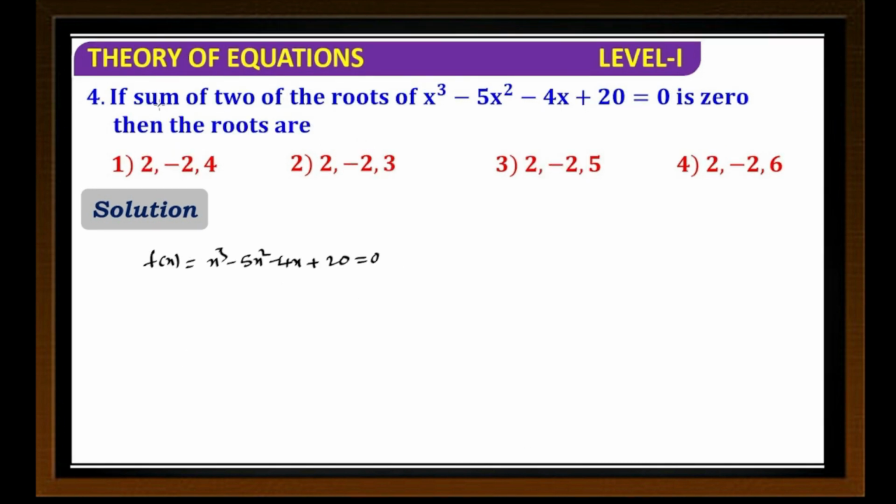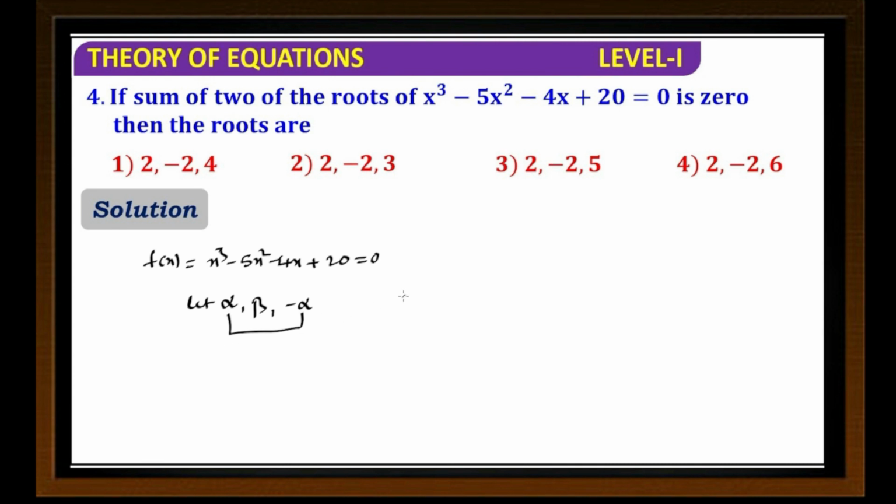Now question number 4. If the sum of two roots of x cube minus 5x square minus 4x plus 20 equals 0 is 0, then the roots are... Given f of x, the given condition is that the sum of two roots is 0. So let the roots be alpha, beta, and another root we have to consider as minus alpha, since the sum of the two roots is 0.